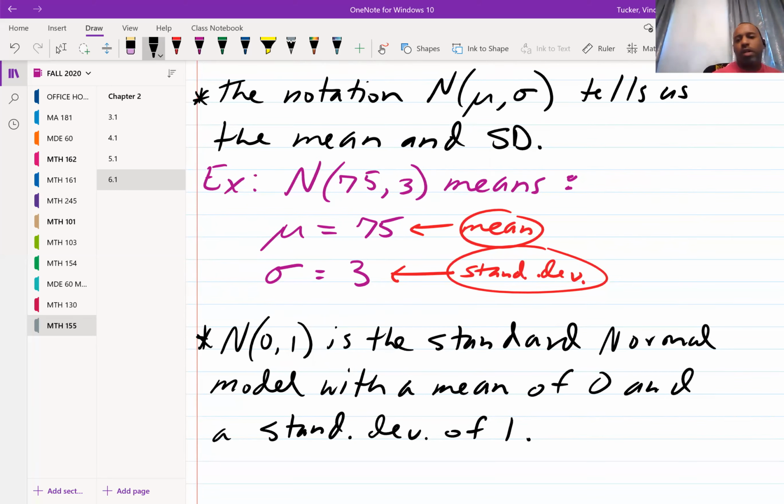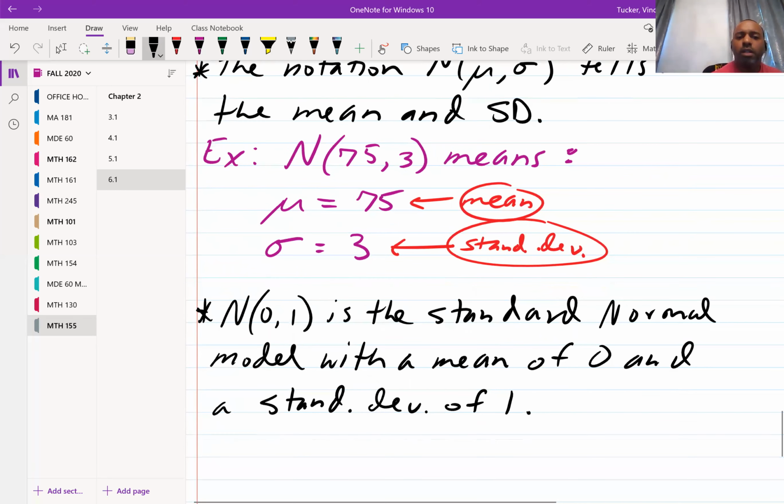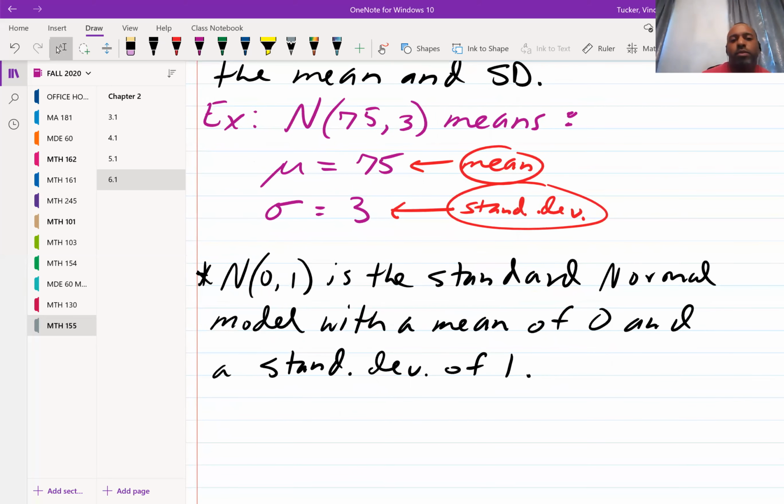All right, so the standard normal model is going to have a mean of 0 and a standard deviation of 1. That means your mean will be in the middle, which is going to be 0. Let's see where you deviate from that in 1.